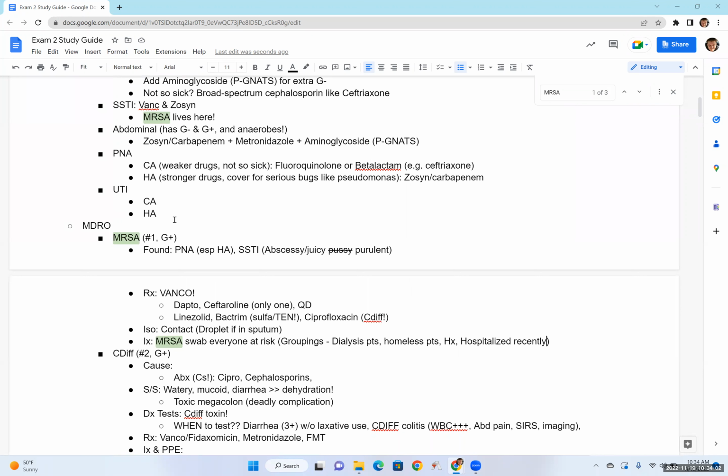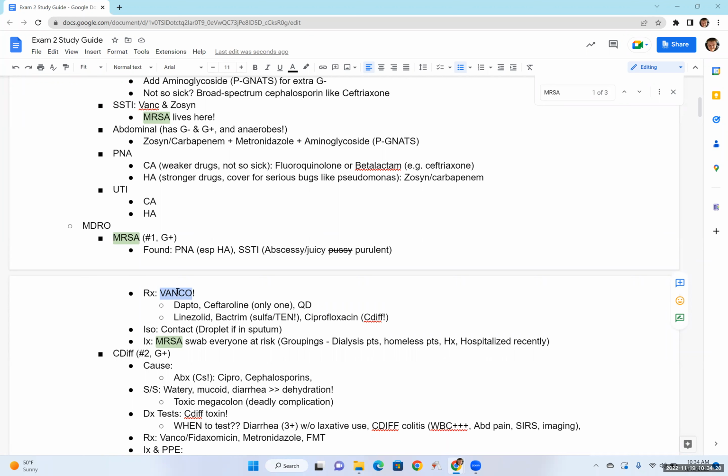So that's one of our MDROs, right? So MRSA, and how do you treat it? The number one medication we're going to use is Vanco, and that's what you should be geared towards. There are a lot of things that work on it, which is good, because otherwise we can get what's called VRSA, but that's not on the test.